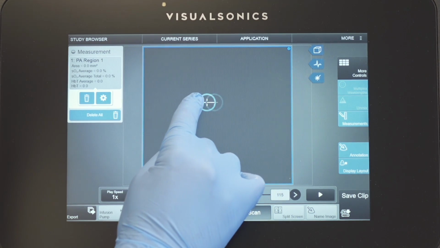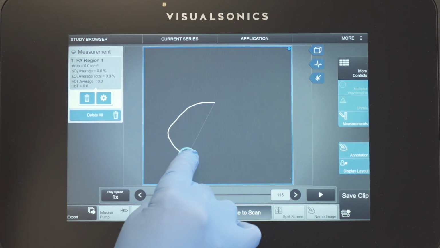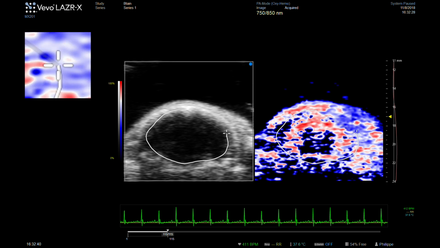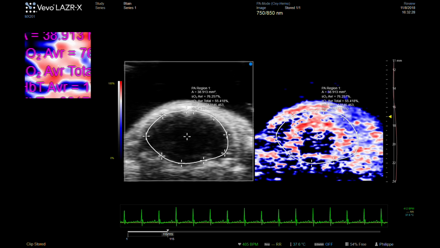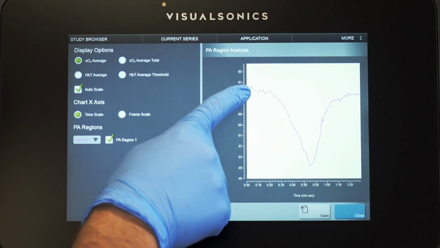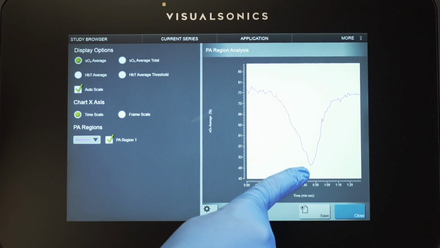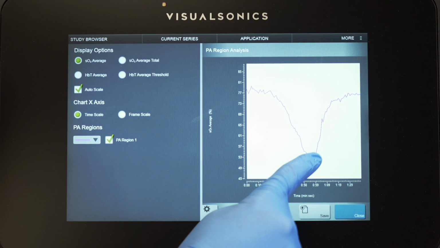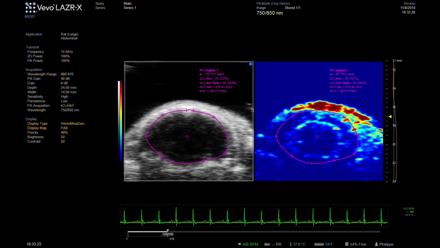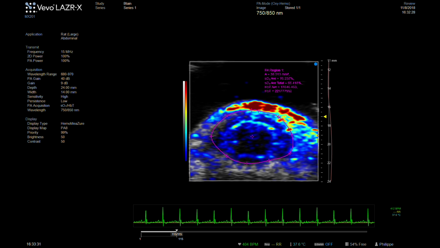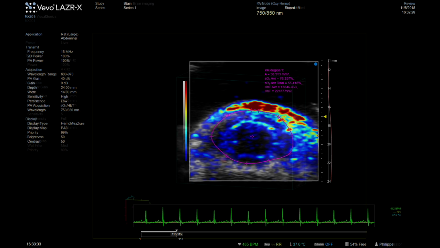For quantification, regions of interest can be selected and a graph generated with time on the x-axis and average percentage oxygen saturation on the y-axis. This shows the drop in oxygenation during hypoxia and the increase of oxygen returning to normoxia. In addition to the oxygen saturation, we can also measure the hemoglobin content. Here, the color parametric map shows the total hemoglobin content in the brain, allowing visualization of, for example, regions of hemorrhage.